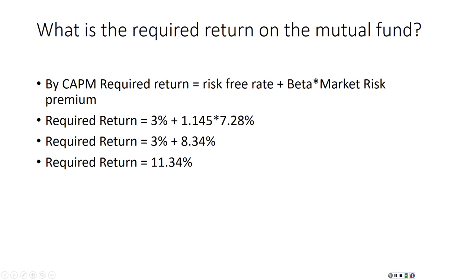What is the required return on the mutual fund if this is true? By the CAPM, the required return will equal the risk-free rate plus beta times the market risk premium. So the required return is the risk-free rate of 3% plus the beta of 1.145 times 7.28%. So the required return is 11.34%.